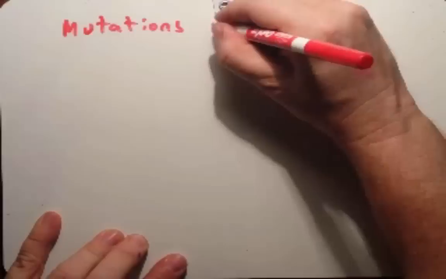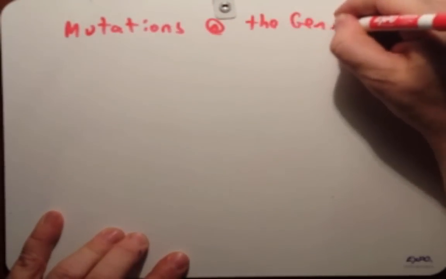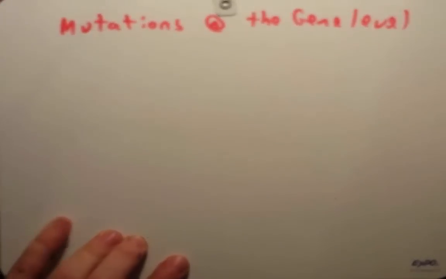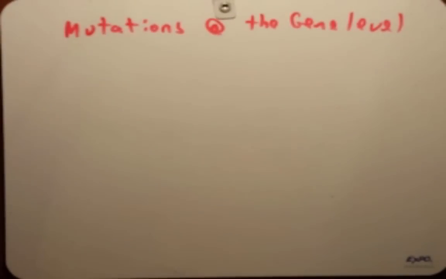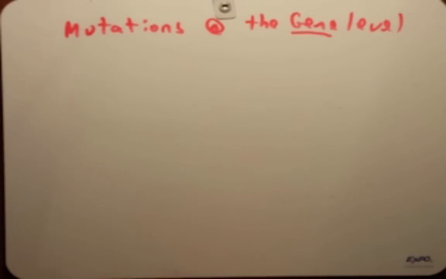Hello and welcome everyone. In this podcast we're going to talk about mutations, and more specifically at the gene level. In the last several podcasts we were talking about mutations at the chromosomal level where we altered the whole chromosome or large parts of the chromosome. Now we're going to talk about mutations strictly at that one gene level.